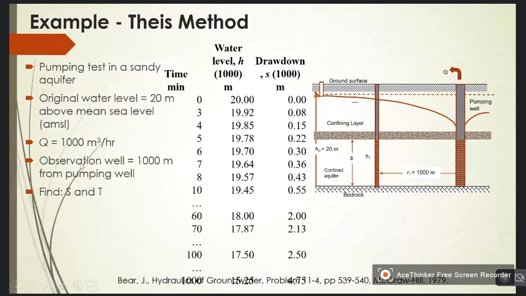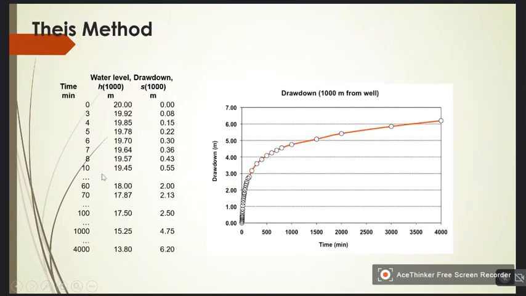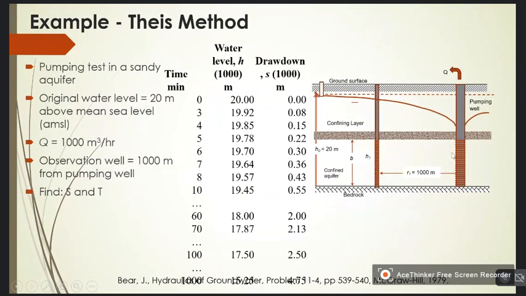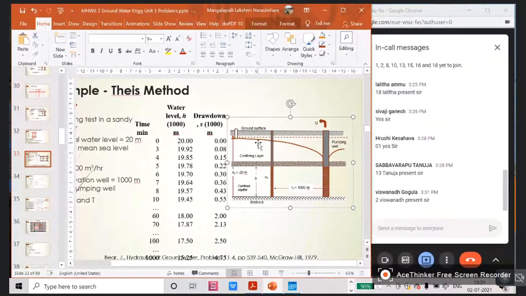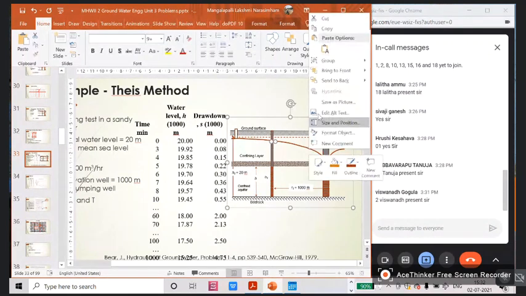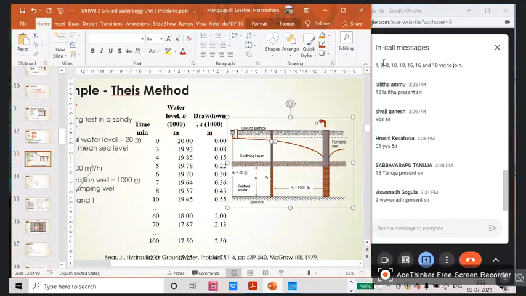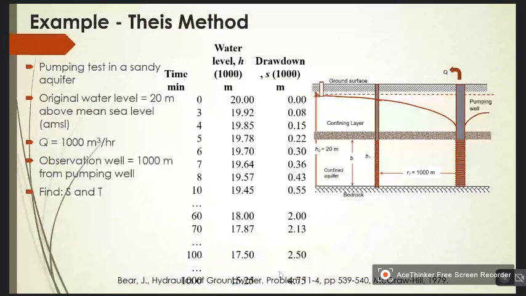Then the observation well, this is the observation well. It is located at a distance of 1000 meters from the pumping well. This is the pumping well, and this is the observation well. So the water level in the observation well is noted at different times.